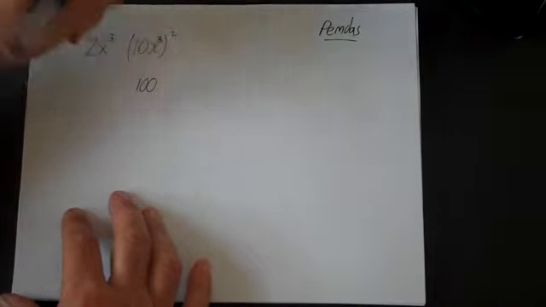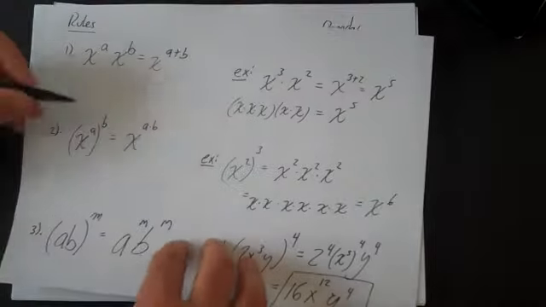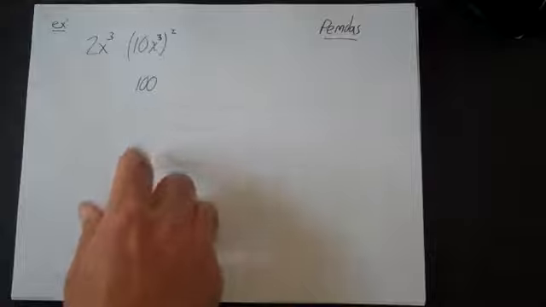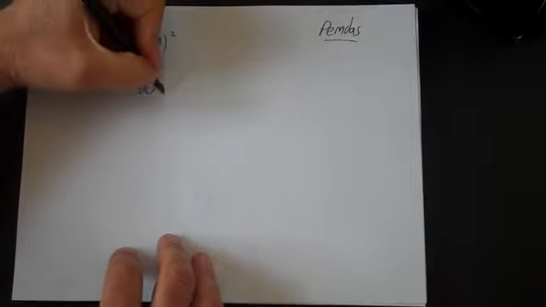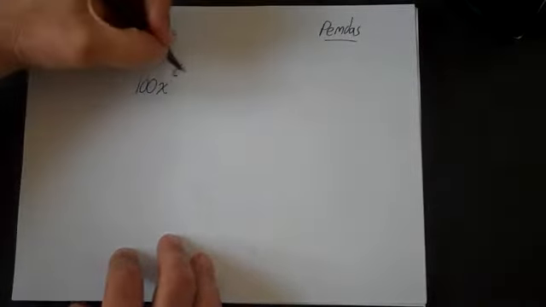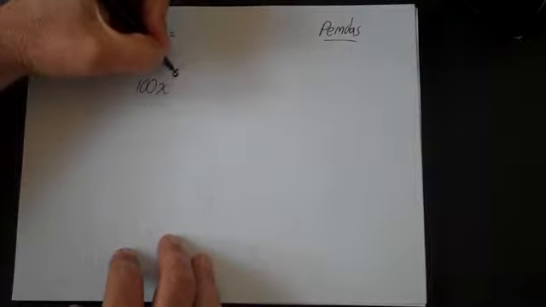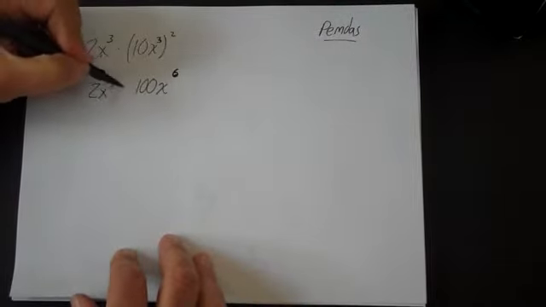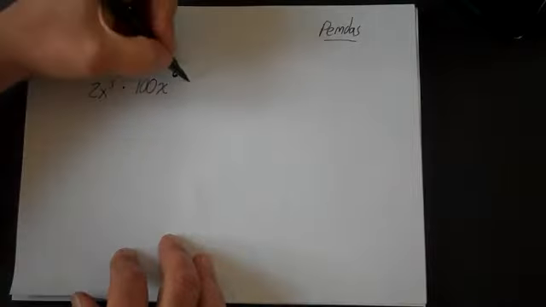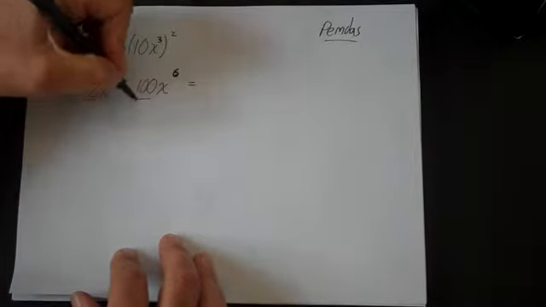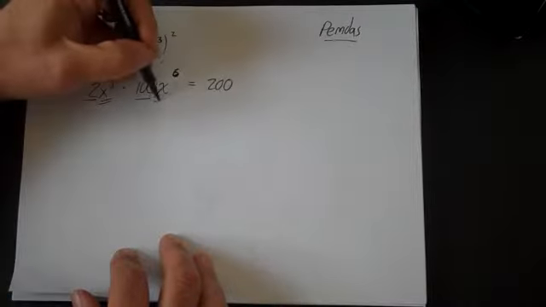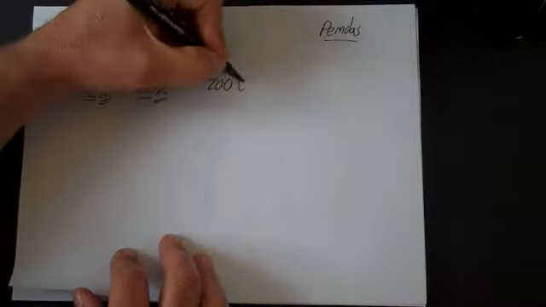x cubed squared, what's x cubed squared? That's this rule right here, right? So we multiply the 3 and the 2, so that's x to the 6th. So you have 2x to the 3rd times 100x to the 6th. 2 times 100 is 200. x cubed times x to the 6th is x to the 9th.